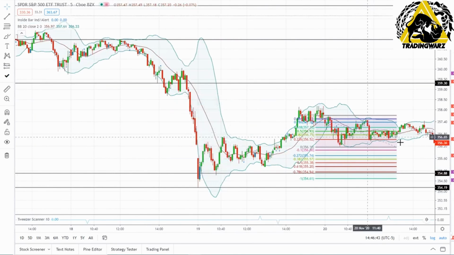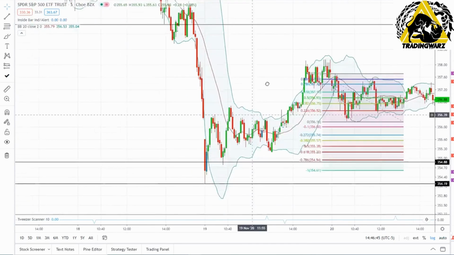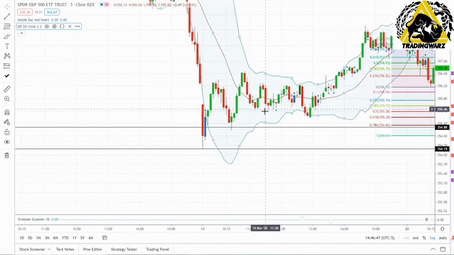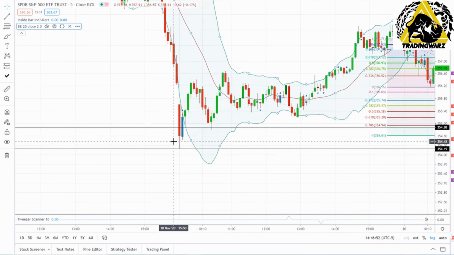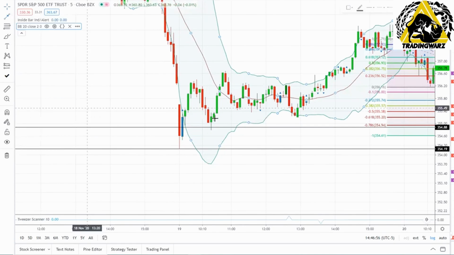Okay, so we have this gap down. I'm going to zoom in. Let's identify the impulsive leg together. What's the first directional move that happens on the day? Well, the first move that happens on the day is we have this impulsive push up.